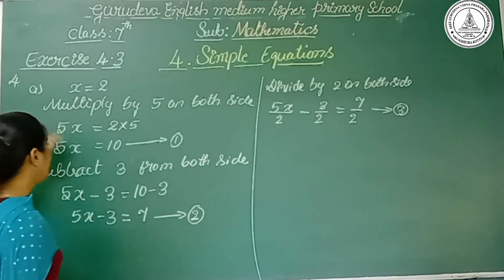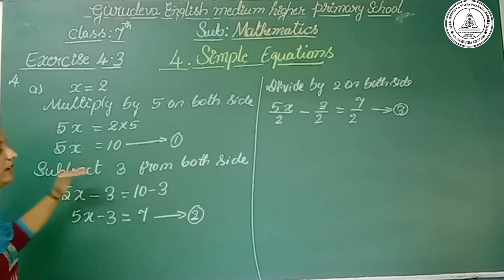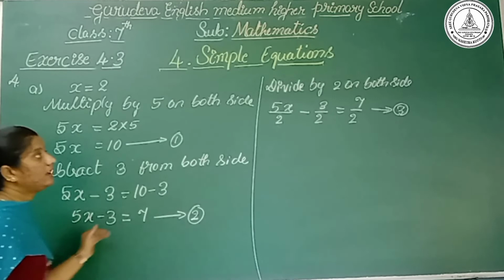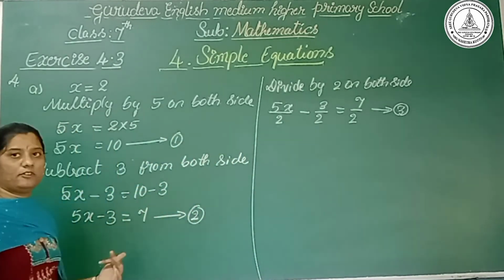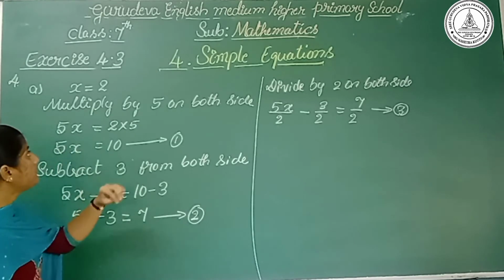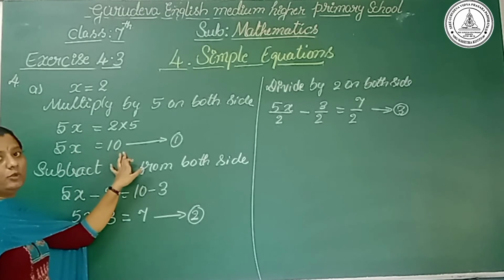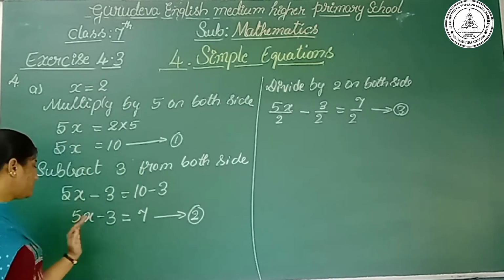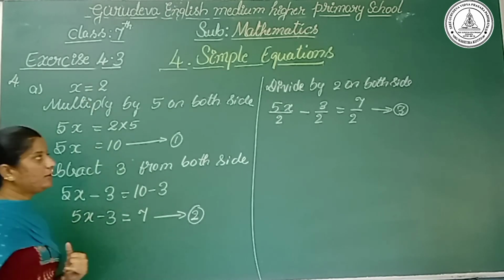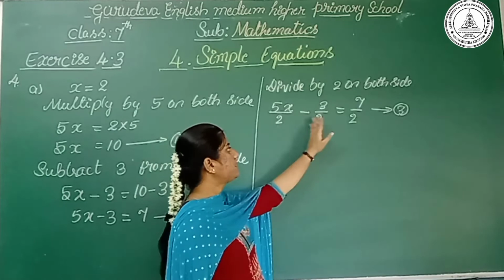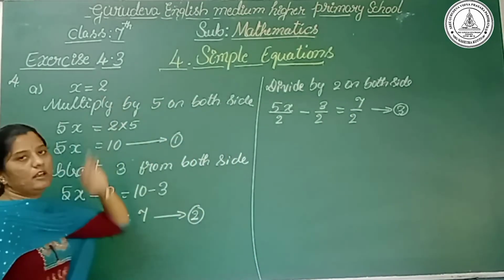Okay, so in the first step we multiplied by 5 on both sides, after that we subtracted 3 from both the sides, and after that we divided by 2 on both sides. Then we will get 3 different equations having the same solution, x is equal to 2. If you solve 5x is equal to 10, you will get the solution 2. If you solve 5x minus 3 is equal to 7, again you will get the solution as 2. And 5x by 2 minus 3 by 2 is equal to 7 by 2, if you solve, you will get the solution as 2 itself.